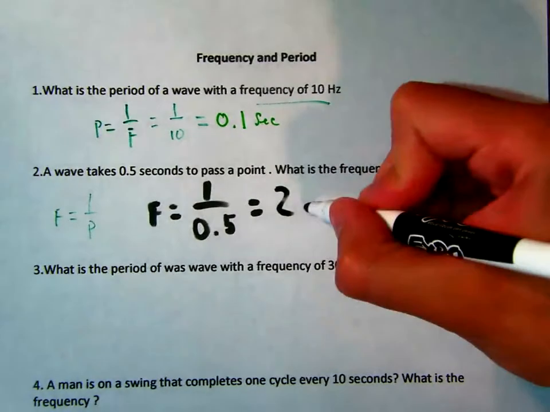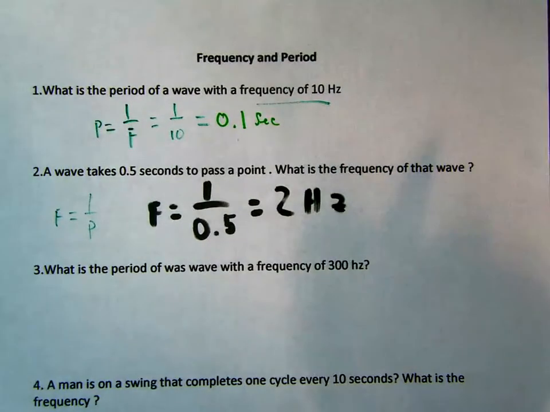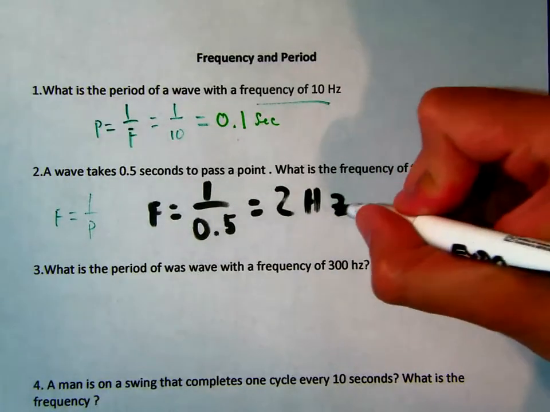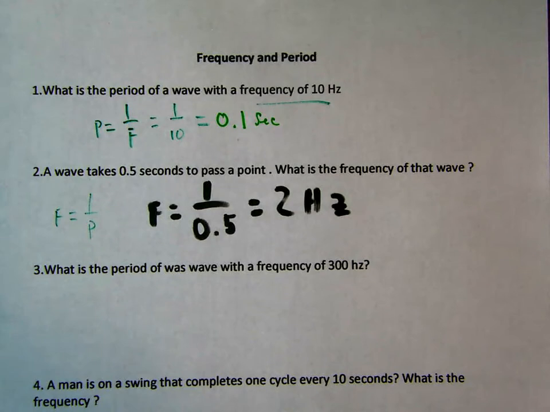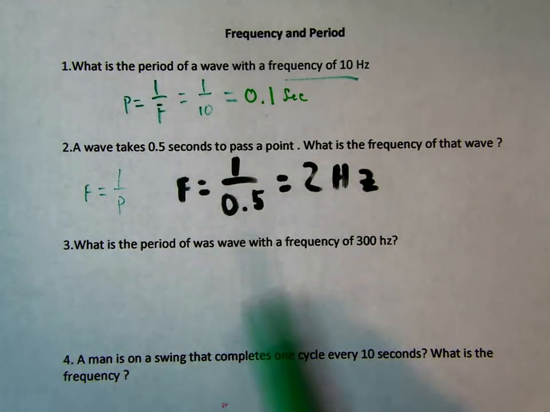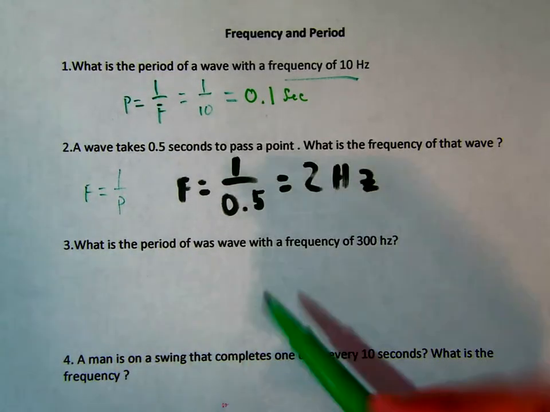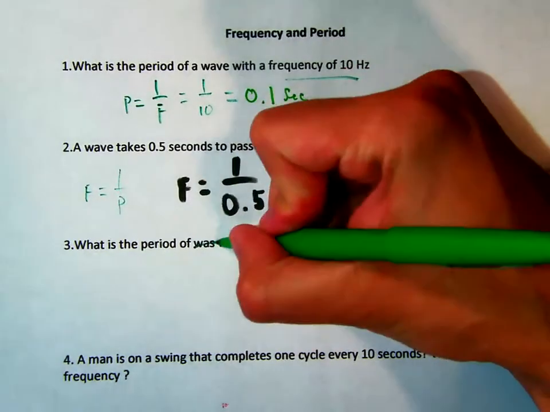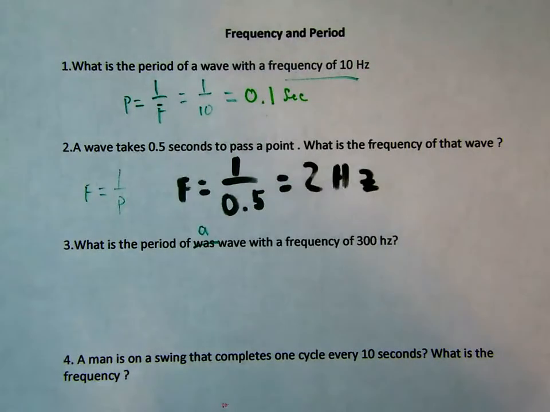Well, frequency is measured in hertz. 2 hertz. Okay? So these are just a couple practice problems because I want you guys to be comfortable with practice problems as well as the concept. Okay, let's go ahead and go on to the next one. What is the period of a wave with a frequency of 30 hertz?